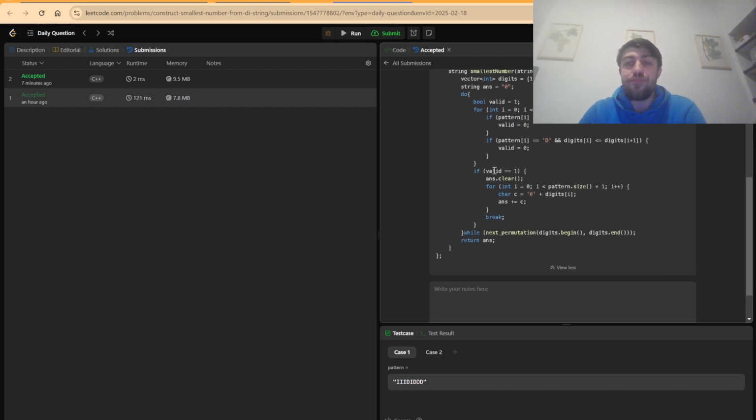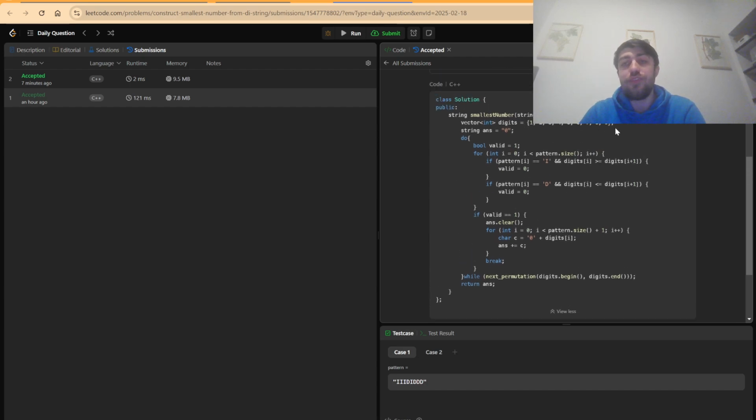And if there isn't, because I arranged the digits in increasing order, I can actually return the first such answer, because in C++, the next_permutation method returns the permutations in lexicographical order. So basically the first valid number is going to be our final answer.